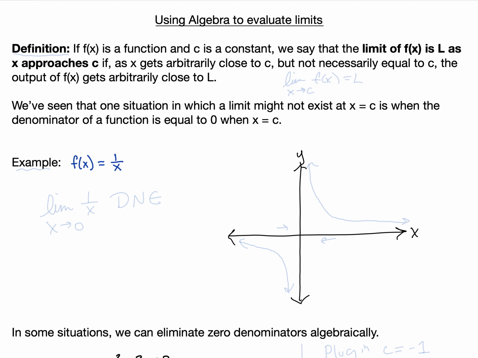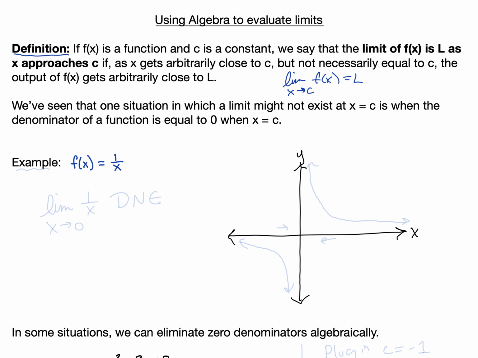In this video, we'll talk about using algebra to evaluate limits, particularly in the case that the denominator of a function is 0. So just as a reminder, definition: if f of x is a function and c is a constant, we say that the limit of f of x is L as x approaches c if, as x gets arbitrarily close to c but not necessarily equal to c, the output of f of x gets arbitrarily close to L, and our notation for that is limit as x approaches c of f of x is equal to L.